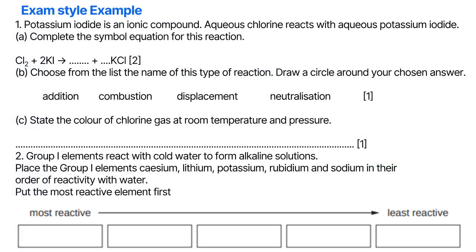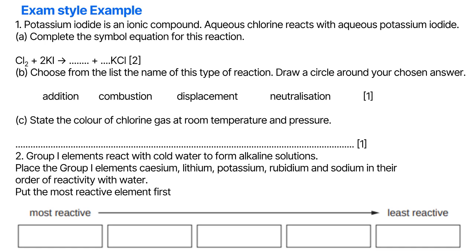Let us look at an exam-style example. In question 1, aqueous chlorine reacts with aqueous potassium iodide. You are asked to complete the symbol equation for this reaction, identify the type of reaction and state the color of chlorine gas at room temperature and pressure.